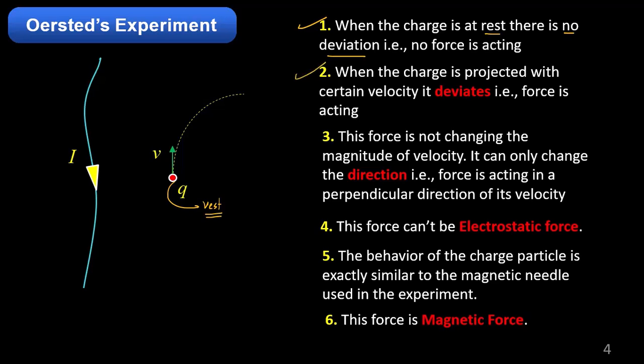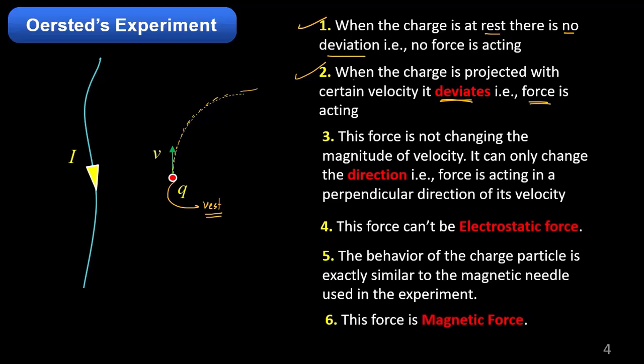Now, the second situation is when the charged particle is projected with a certain velocity v, and you observe that deviation takes place. The particle will bend like this. Bending means deviation is occurring, and that means some amount of force is acting on that particle. Why? Because a force may increase the velocity, may decrease the velocity, or may change the direction.